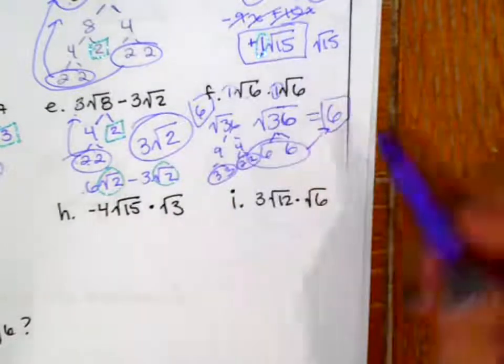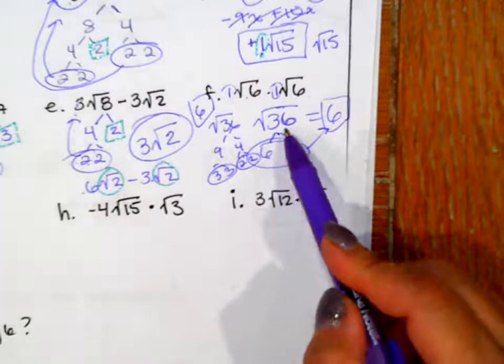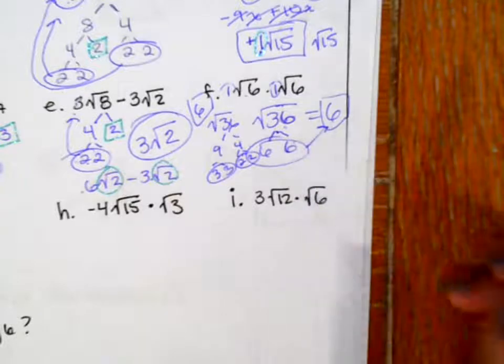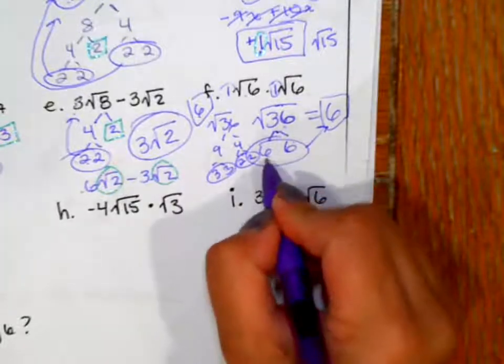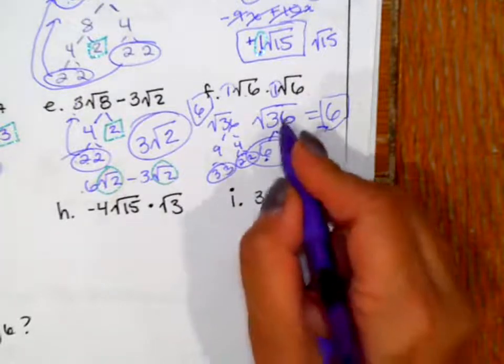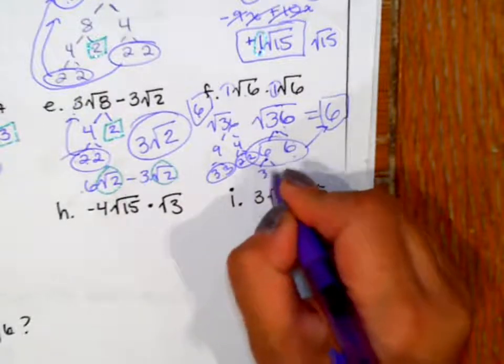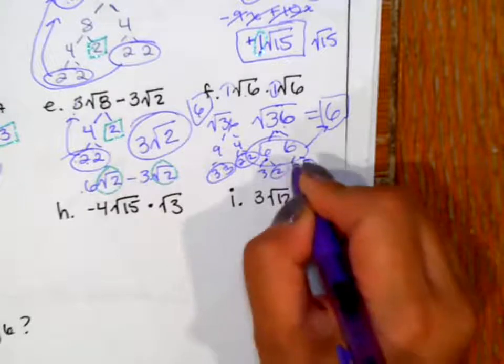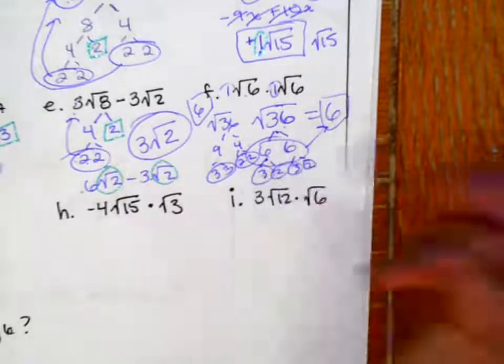So even if you don't right away see that the square root of 36 is 6, break it down, you can get it anyway. If you didn't see it here, like, oh, I have 6 and 6, it's a perfect square. 3 and 2, 3 and 2. You have a pair of 2s, a pair of 3s. You're still getting 6 no matter what.